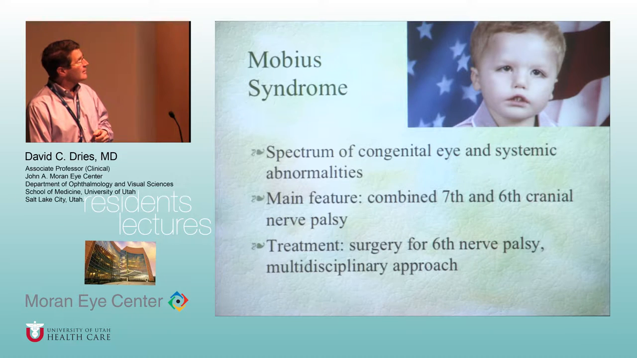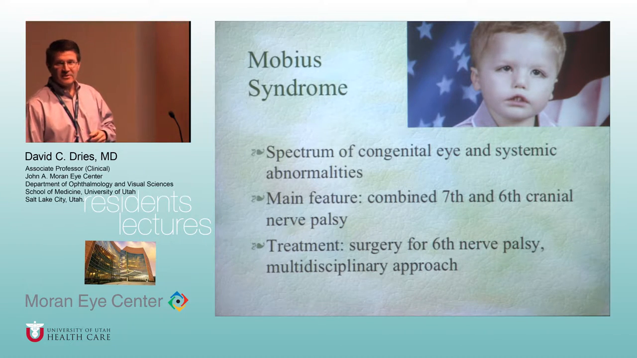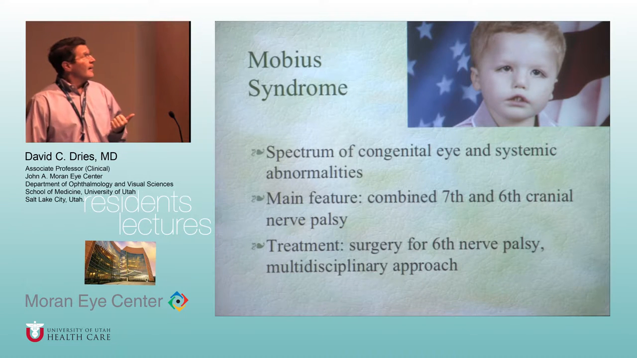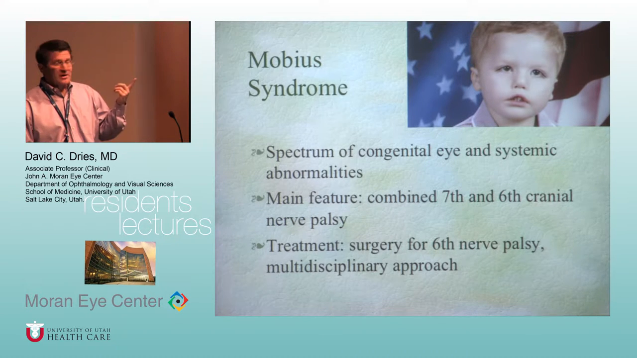Okay. Mobius syndrome. Anyone know what that is? It's a combined bilateral sixth cranial nerve palsy and bilateral seventh cranial nerve palsy, and can be associated with systemic anomalies. Just throwing it up there so that you recognize the face. That's typically what they look like. They can't smile.